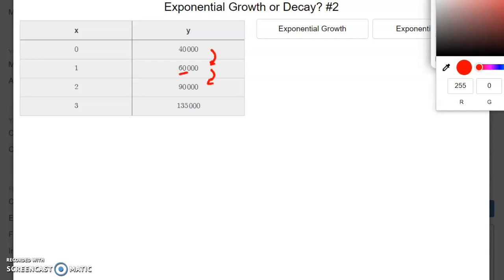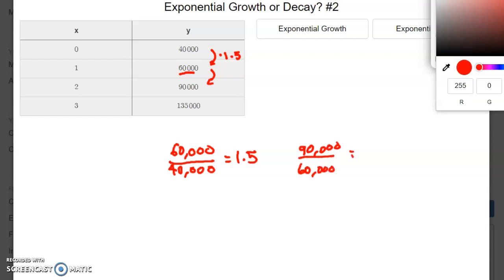You figure out whatever the number is and divide by its previous. That's previous is 40,000. You divide that, and that's going to be 1.5. That means to get from here to there, you multiply by 1.5. Let's see if this is the same here. Okay, so that's 90,000 divided by the previous, that's 60,000. And again, that is 1.5. So, and that's going to be the same all the way. So you are multiplying by 1.5 and you're multiplying by 1.5.